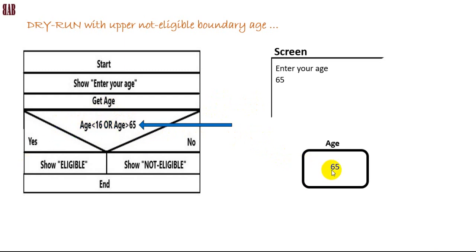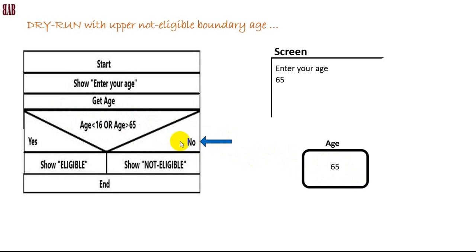No, age is 65, it's not less than 16. Age is more than 16, so this is false. Age greater than 65? No, age is equal to 65. So this condition is also false. This is saying age is more than 65. Age is 65 itself, so it's not more. So therefore this is also false. So the entire thing is false.